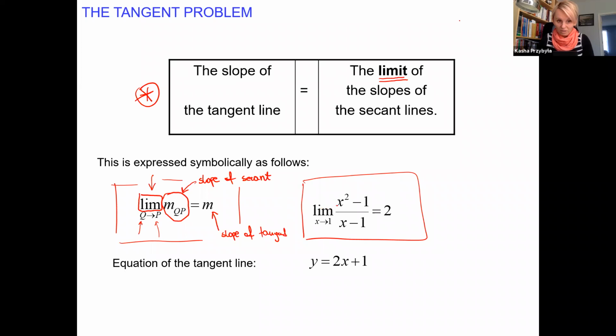Limit, Sx, which was the Q point, is approaching 1, which was the P point. And this is just the formula of the slope. Rise over run. F of B minus F of A over B minus A. And we did get 2.